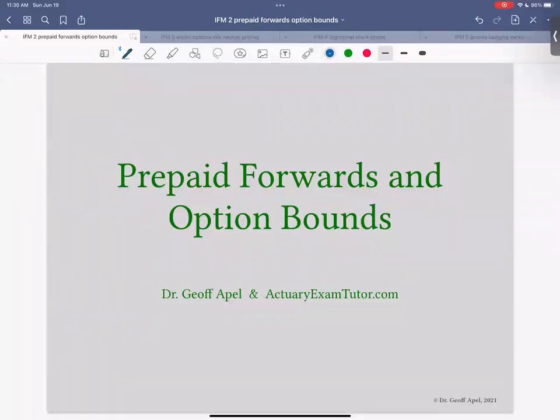I remember when I was preparing for this exam by myself, all this was kind of a big mystery to me. Even prepaid forwards, why do we care? Yeah, they're in the formulas, but it turns out that they're really a pretty awesome thing to know about. So hopefully we'll be able to share that with you guys today.